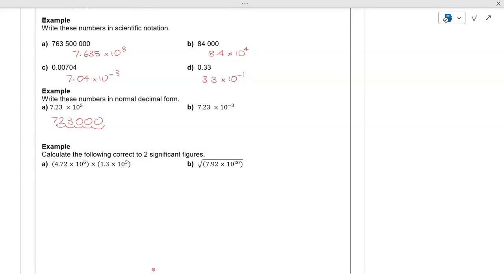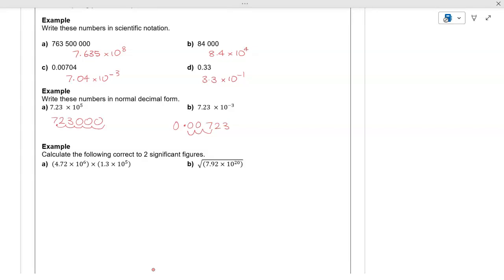Similarly here, I've got 7.23 times 10 to the negative 3. So if I have 7, 2, 3, this is where my decimal point was. I need to move it 3 places. So 1, 2, 3. That's where it goes, 0.00. Just fill in the gaps there with those zeros.